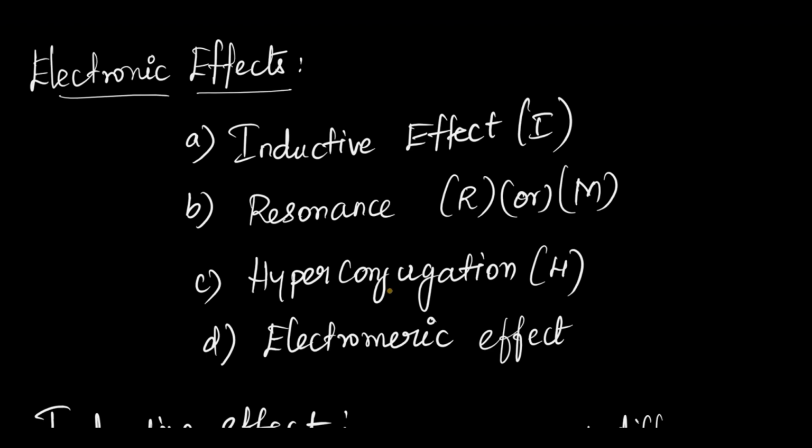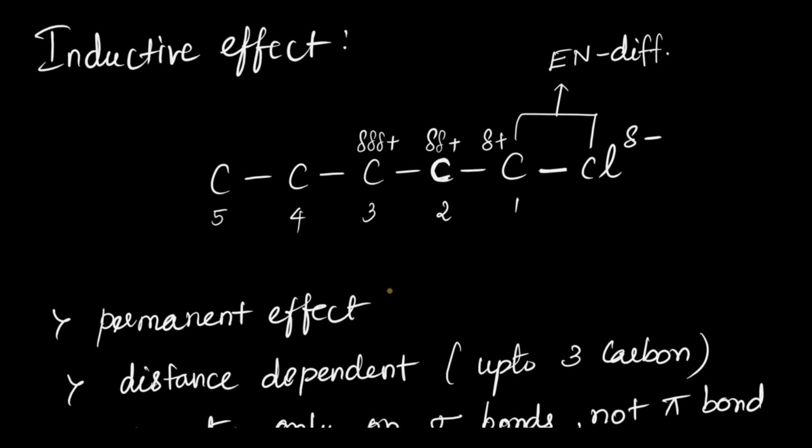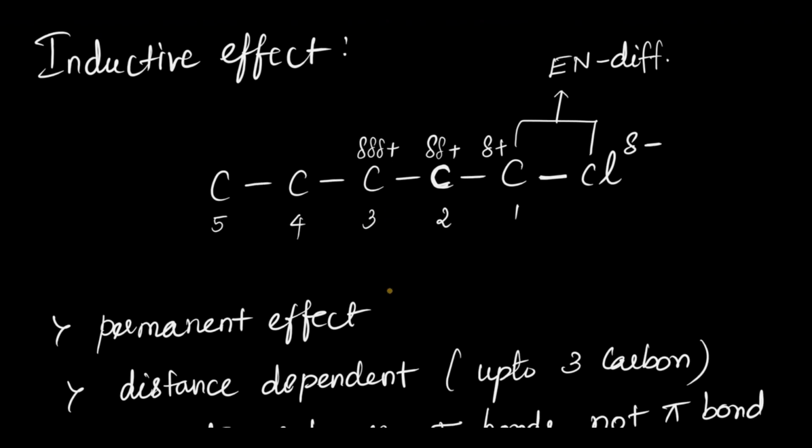Now let's move on to electronic effects, where we are going to see inductive effect, resonance, hyperconjugation, and electromeric effect. Let's see very quickly. Inductive effect is all about the electronegativity difference between two atoms, which creates slight positive and negative charges, a dipole between these atoms, and due to that there is a pull of electrons. If a more electronegative atom or electron withdrawing group is present, it pulls; if an electron donating group is present, that will donate the electrons.